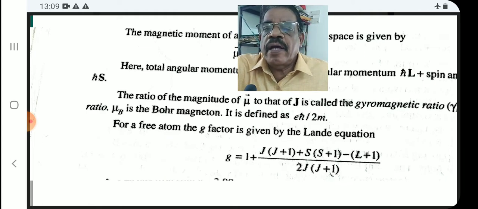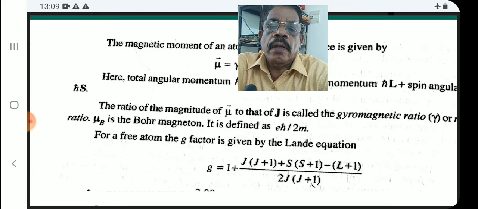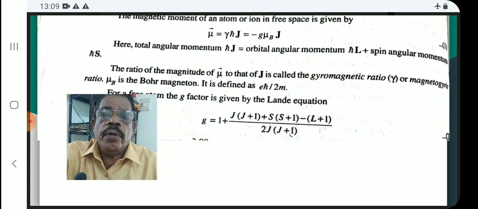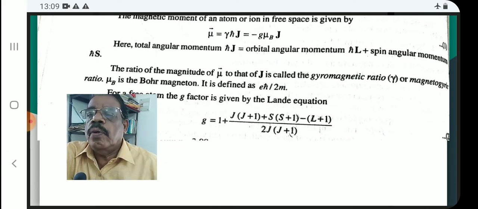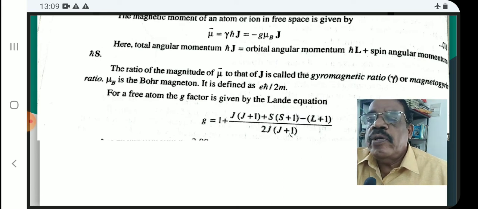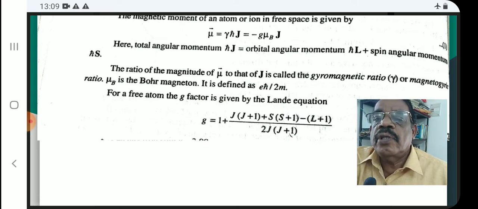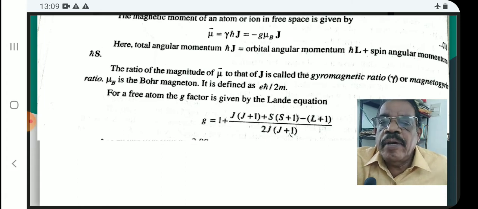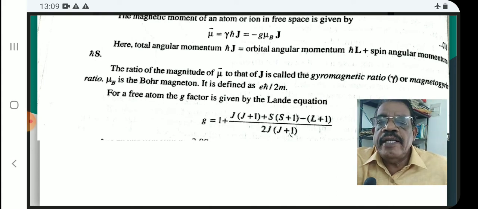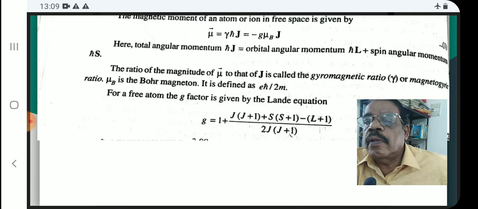The ratio of the magnitude of mu to that of j is called the gyromagnetic ratio gamma, or magnetogyric ratio. mu b is the Bohr magneton. It is defined as eh by 2m. Actually, it is eh by 4 pi m, and when we write in terms of h bar, the Bohr magneton is eh by 2m.